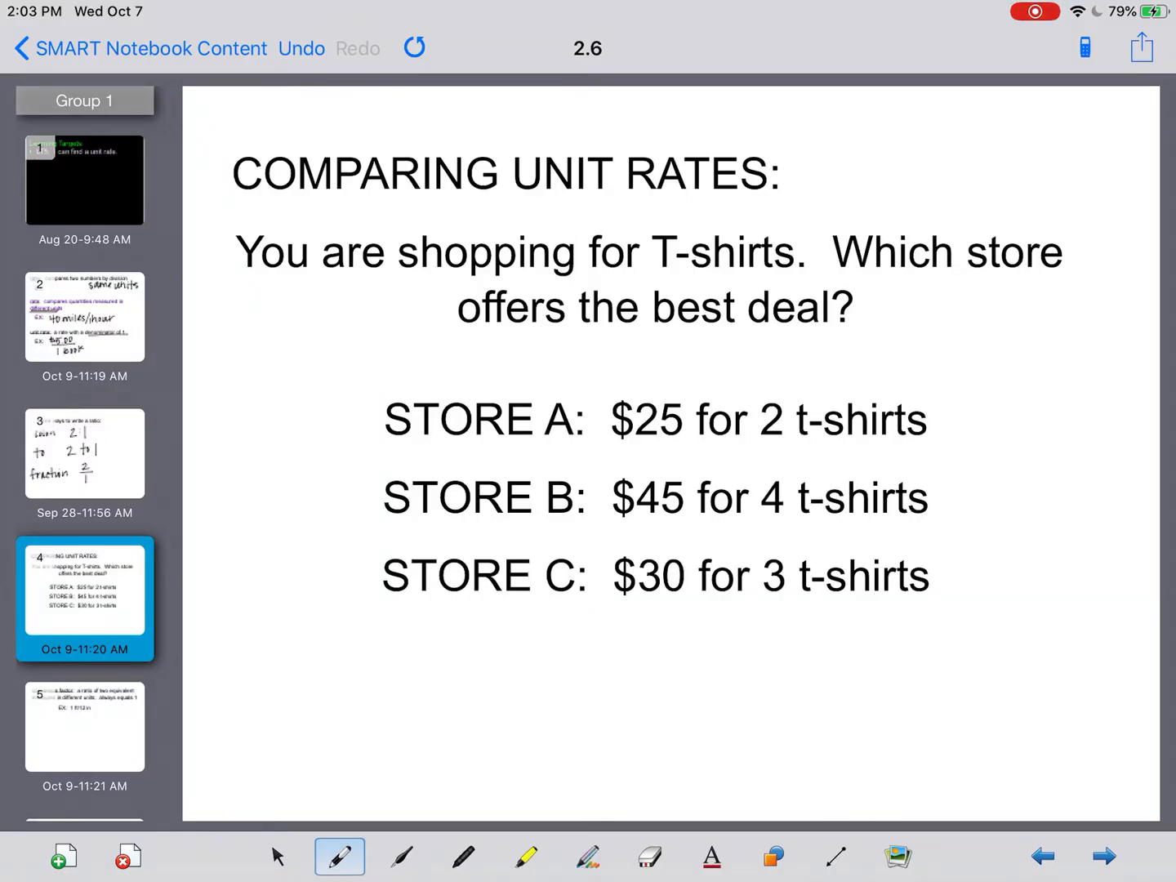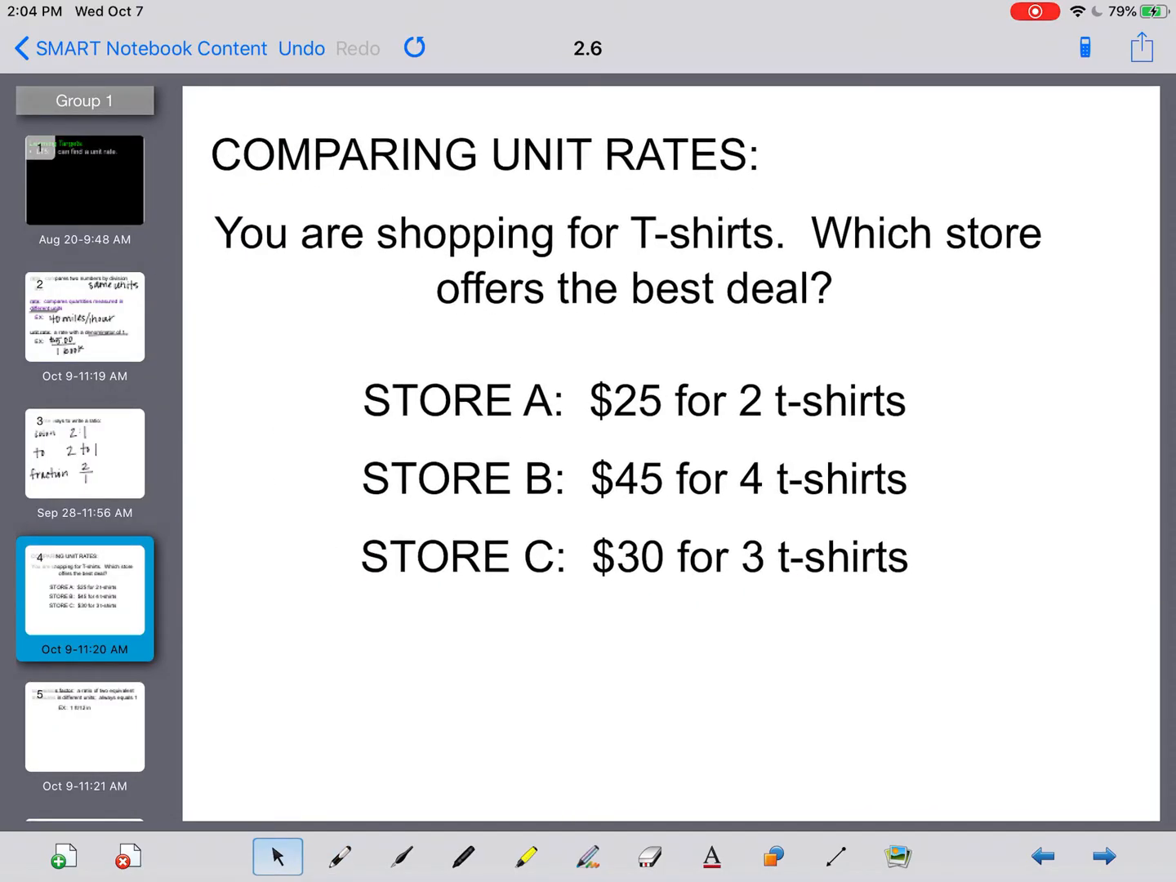All right, comparing unit rates. Remember, unit rates have a denominator of 1. You are shopping for t-shirts. Which store offers the best deal? Right now none of these are unit rates. What that means is I need to figure out how much each store charges for just 1 t-shirt.